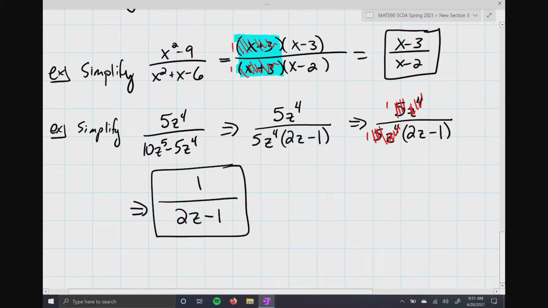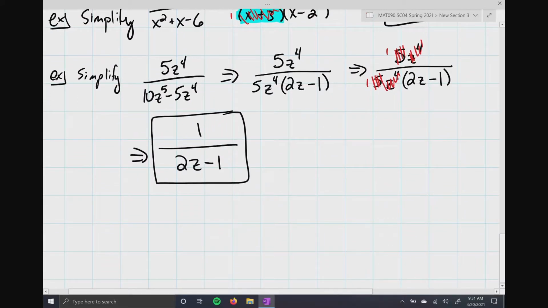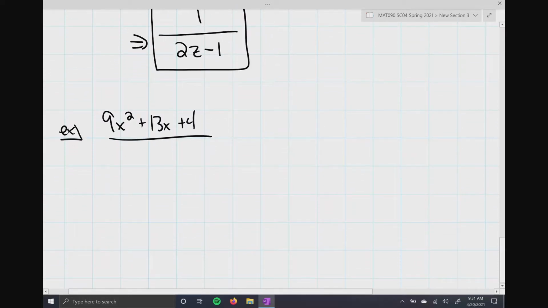Your approach is the same. Factor numerator, factor denominator, start dividing out terms. That's it. The worst case scenario is something like this. This is our worst case scenario right now. And the reason being is you got a trinomial with no GCF in the numerator, and it has a leading coefficient different from 1.